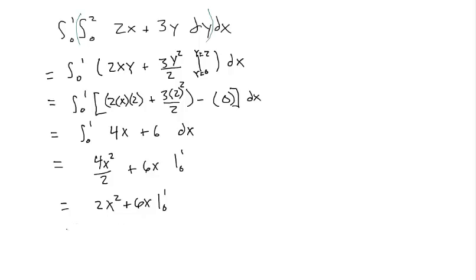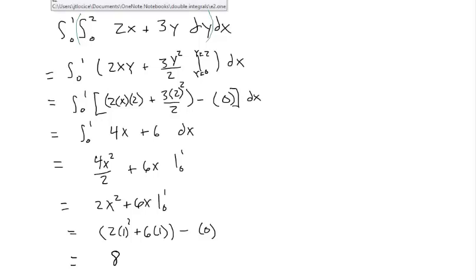Now we'll do top minus bottom. So we have 2 times 1 squared plus 6 times 1. And when we plug 0 in, again we have an x in both terms, so it goes to 0, so it's minus 0. Now we add up our terms: 2 times 1 squared is 2, plus 6 is equal to 8. And that is the answer to this double integral. Now let's take a look at another example.